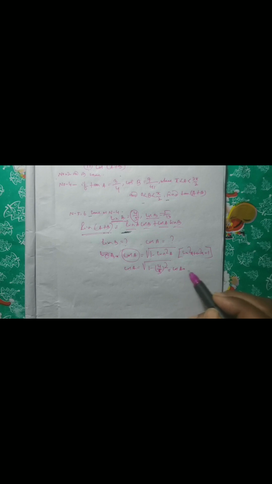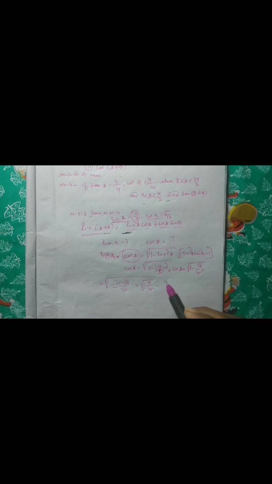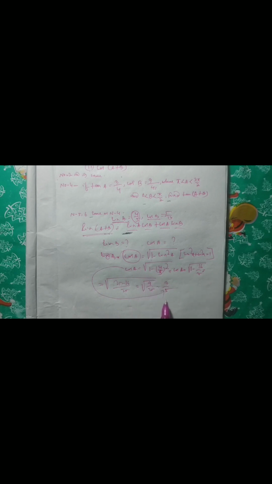Cos A is equal to root of 1 minus 16 by 25, equal to what? Cos A value: 25 minus 16 by 25 equal to 9 by 25, root over, that is 3 by 5. So now we get the value cos A is equal to 3 by 5. Okay. From sin A to cos A now we get.